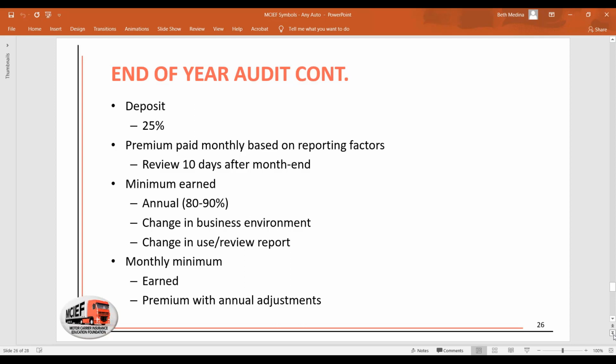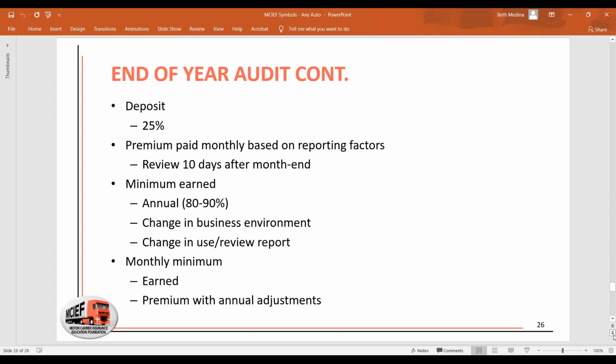You will look at it to see if it makes some sense. What you also have to worry about is the minimum earned premium. Typically, there's 80 to 90% minimum earned. That's based on the number of units and stability of the risk. There could be some variance during a change of business or business environment, where you could have more miles and would meet the minimum.